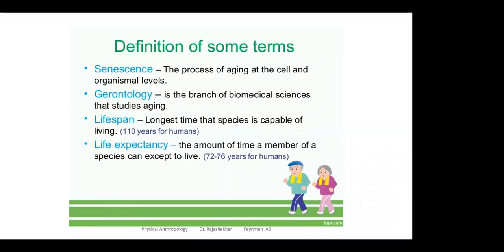Next, these things you know very well, lifespan versus life expectancy. What is the difference between them? Lifespan refers to the longest time that someone, or a species, can live, like about 100 years or about 110 years. Normally we say humans have 100 years of lifespan because the maximum time that humans have ever lived is about 100. But there are rarest of rare cases, 110, 112, 120 years, you probably have heard about.